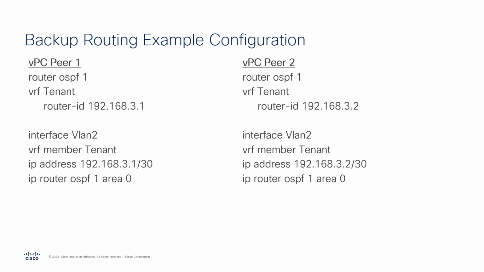Here is an example of the configuration needed for backup routing. First, we add a VRF instance for our tenant VRF under OSPF. After that, we create a VLAN SVI in the tenant VRF and add it to OSPF. Again, this VLAN should be allowed over the peer link and not extended over VXLAN.